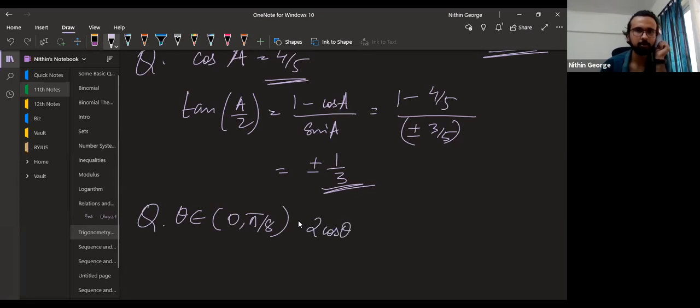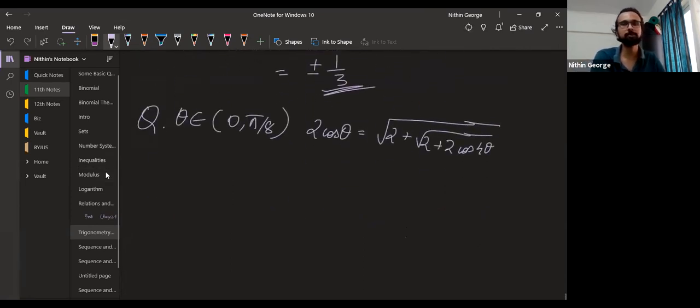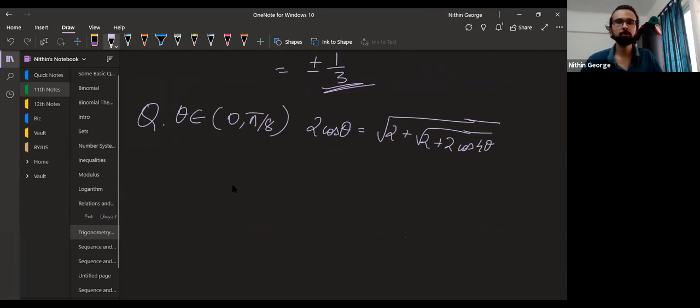Theta is between 0 and pi by 8. Prove that 2 cos theta is equal to root of 2 plus root of 2 plus 2 cos 4 theta. Theta is between 0 and pi by 8. You have to prove that, come on, do this. It's given that theta is between 0 and pi by 8. You have to prove that 2 cos theta equals root of 2 plus root 2 plus 2 cos 4 theta.